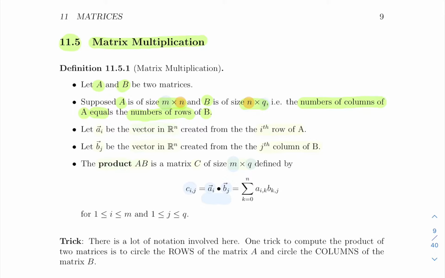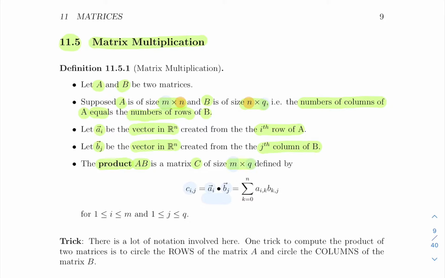Now, how do you multiply two matrices? Here I find the best way to think about this is that you start with your matrix and you break it into vectors. So we're going to call A_i the vector in R^n created with the ith row of A, and we're going to call B_j the vector in R^n created by the jth column of B. And then when you're computing the product A times B, you get a new matrix C, and the size of that matrix is m by q.